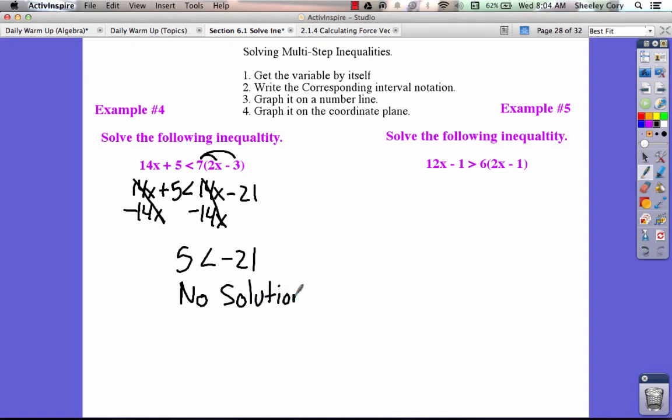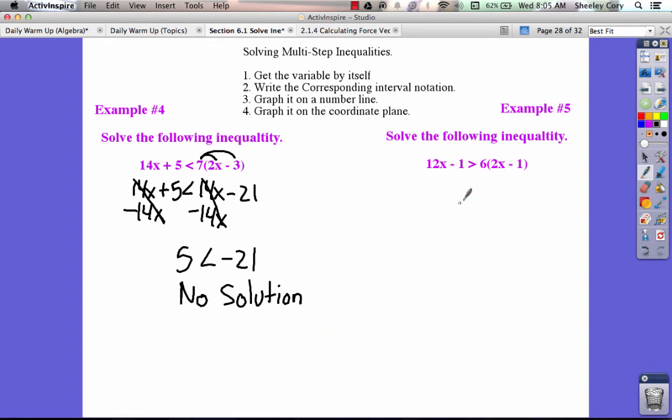So anytime the variables cancel out and the inequality that you get is not true, that's a no solution, because that's just telling you that no matter what you plug in for x, the inequality is not going to come out to be true.